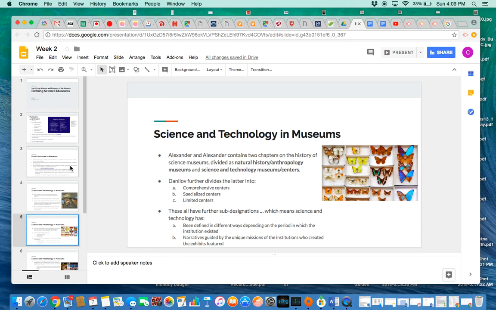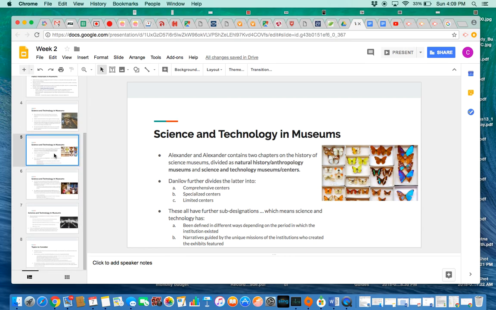So when you look at the readings, you will notice Alexander and Danilov are the two major sources that we're looking at here. From Alexander and Alexander, I'm going to give you 2 chapters, which look at 2 different types of science museums. The first is the Natural History Anthropological Museum, and the second is Science and Technology Museums, or science centers, of which you're probably more aware, some of the more popular museums around the world today.